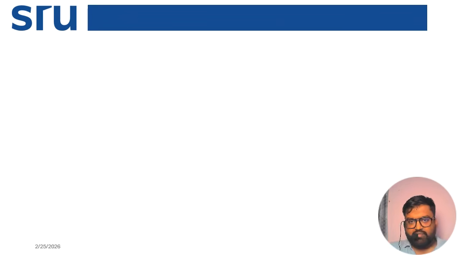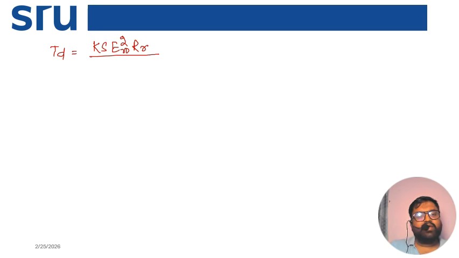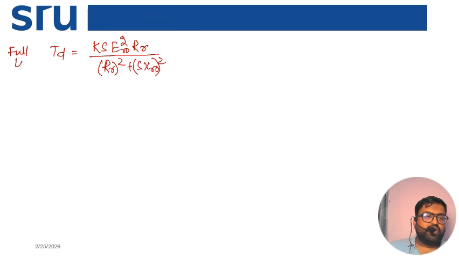Now we solved a problem from the previous discussion. Today onwards, we'll start another discussion, that is the relation between the torques, because the power relation we already discussed. Now we will discuss the torque relation. First you write the torque formula. TD is K into S ER0 square into RR divided by RR whole square plus (S into XR0) whole square. That is the torque formula, that is the full load torque.